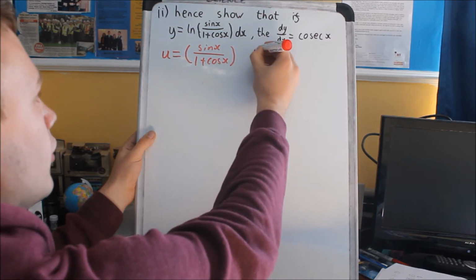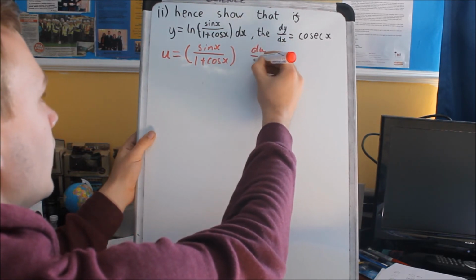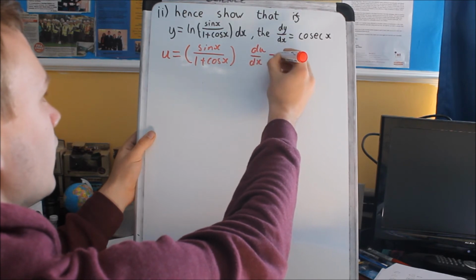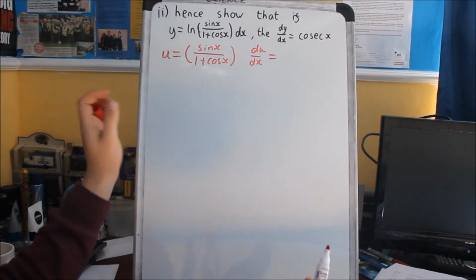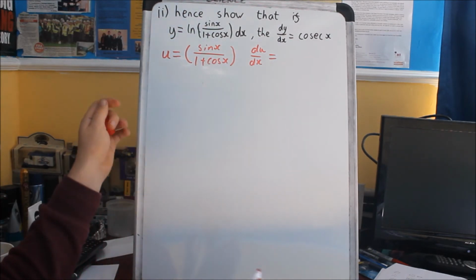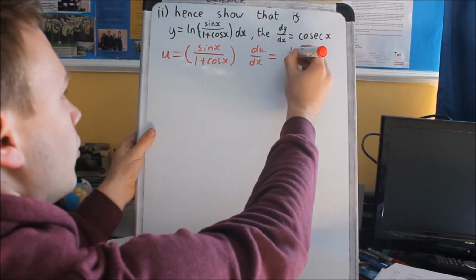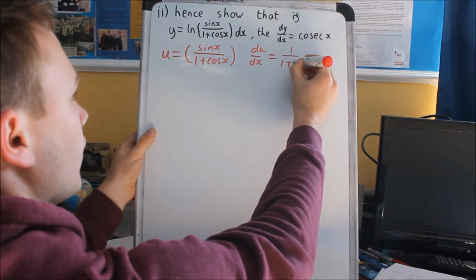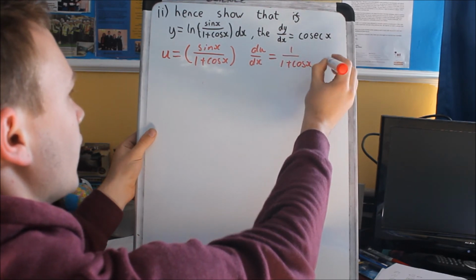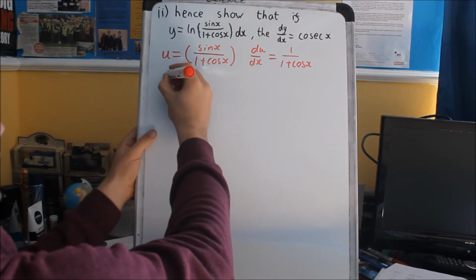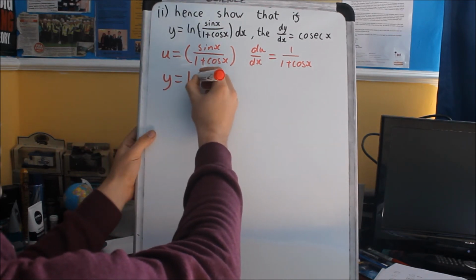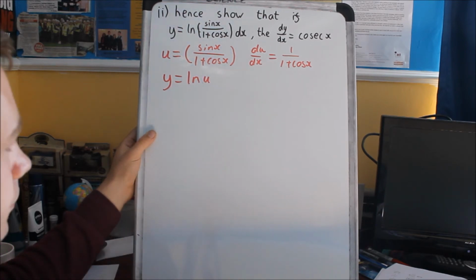And as you'd expect, like we normally do, we find du by dx, and it happens to be that's what we found in part 1. That's why it says hence show. Hence means there is stuff previously that you can use, and we've just found out that that equals 1 over 1 plus cos x. Okay, so we've already done that. We let u be the thing inside the bracket and we differentiate it. We've already differentiated it. That means that what's left is y equals the natural log of u.